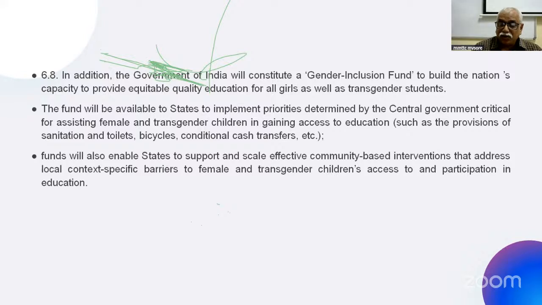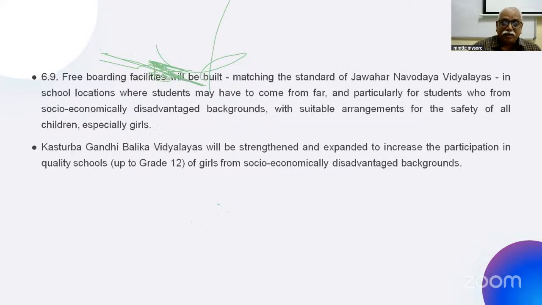So that means you can also use the community resources that are available, or even address the local context-specific barriers towards females that need to be eradicated or alleviated, and try to bring them into the main fold of education. That is the main purpose of this fund, and it is to be used only to ensure that girl child enrollment in school education at all levels and stages is increasing, and it is maintained in that fashion. So it is in that way that 6.8 talks about this particular activity.